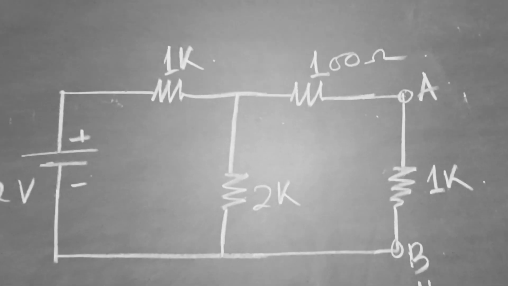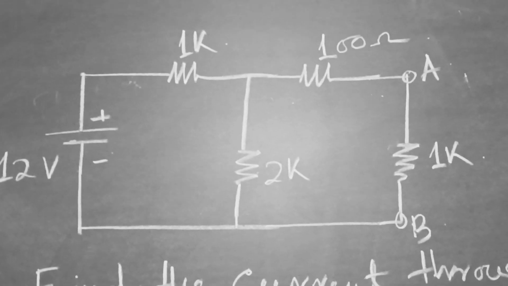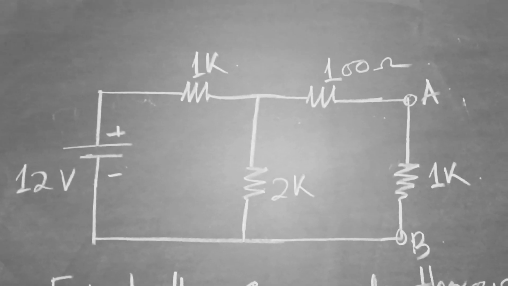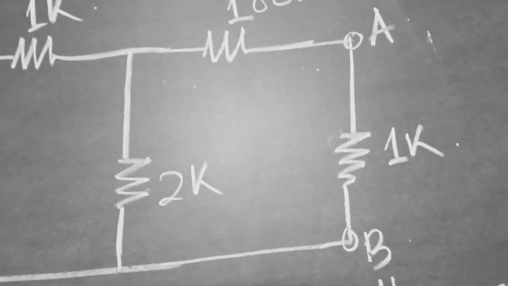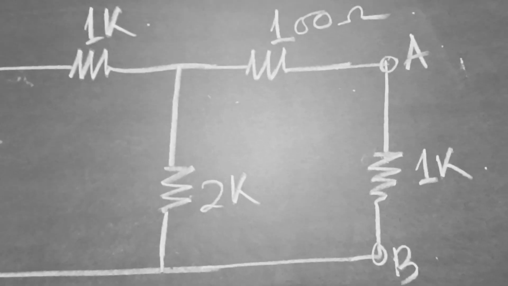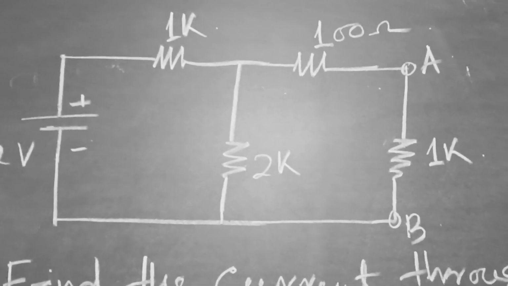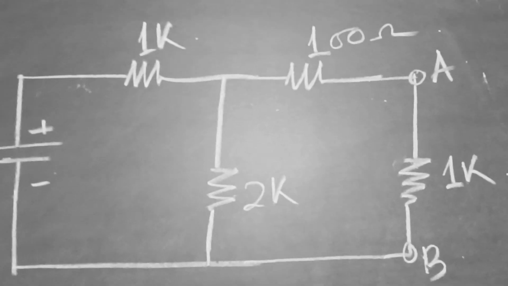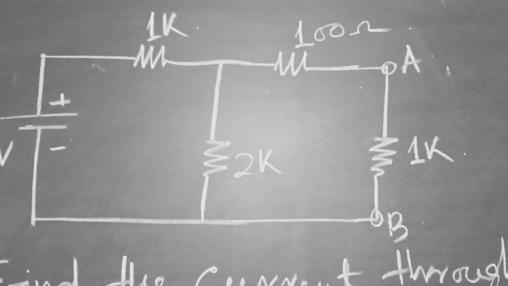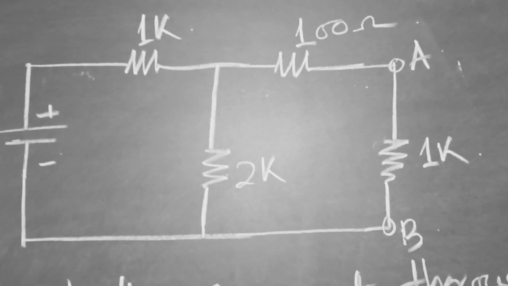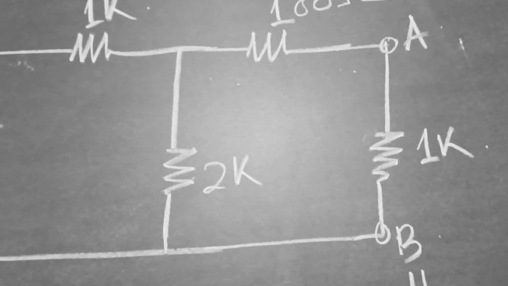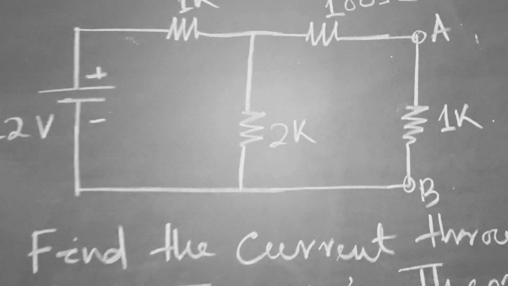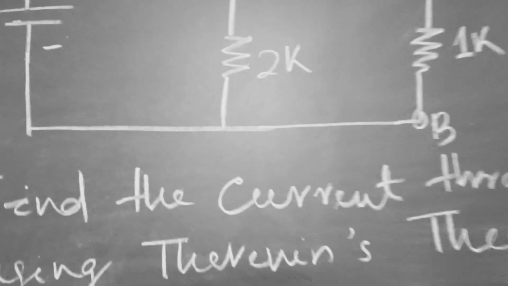As shown in the figure, in the circuit as shown in the figure, find the current through the 1 kilo ohm resistor using Thevenin's theorem. Using Thevenin's theorem, how to find the current through the 1 kilo ohm resistor or the voltage drop across the 1 kilo ohm resistor. So, what is Thevenin's theorem?